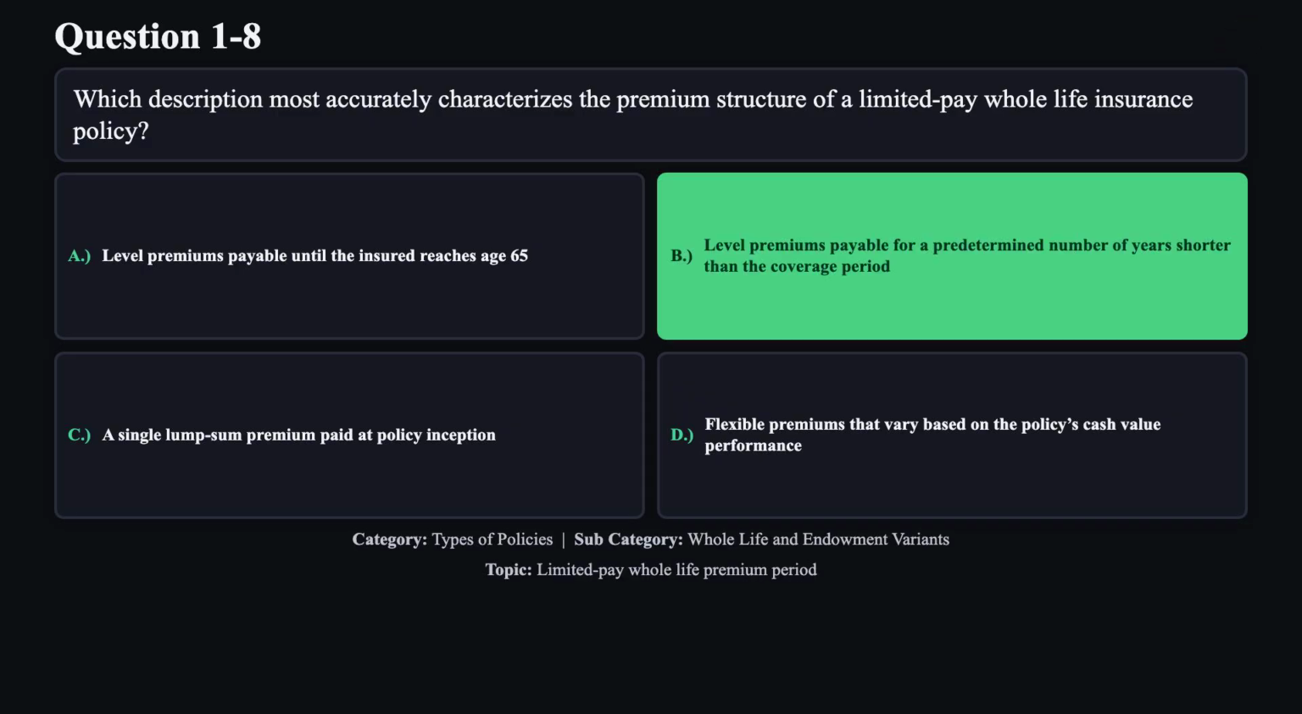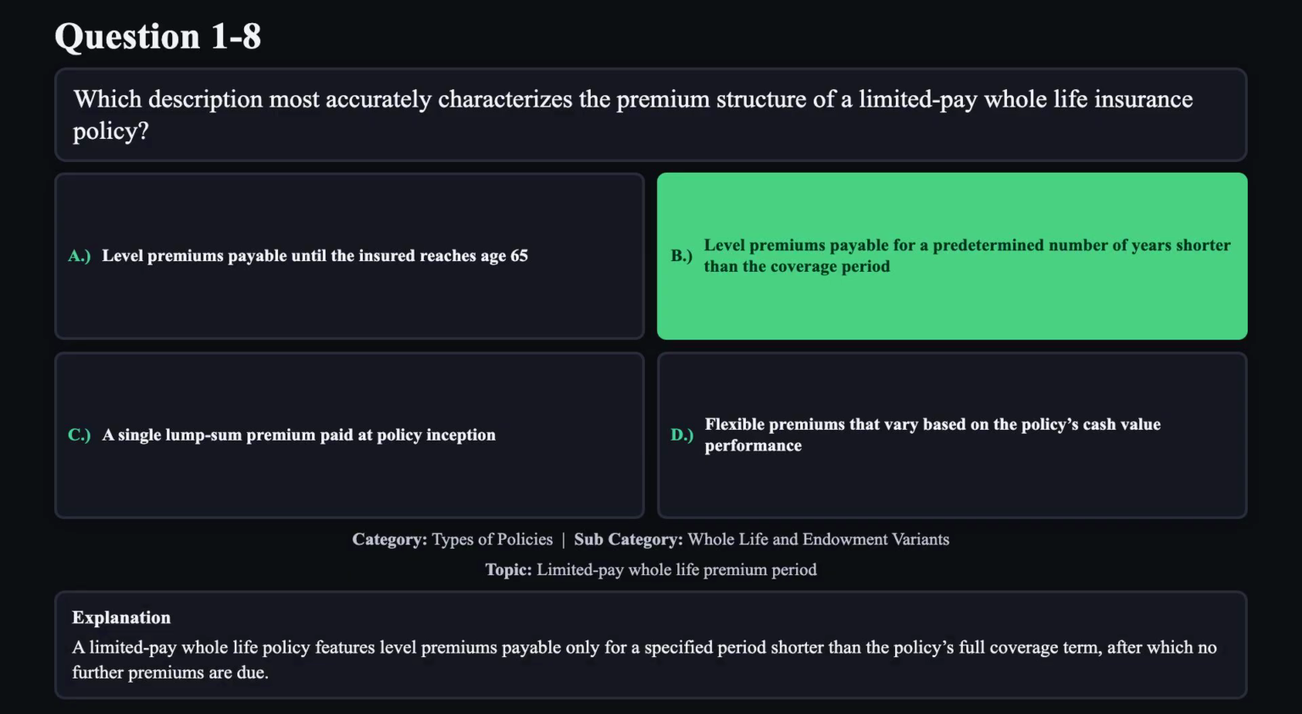The correct answer is B. A limited pay whole life policy features level premiums payable only for a specified period shorter than the policy's full coverage term, after which no further premiums are due.